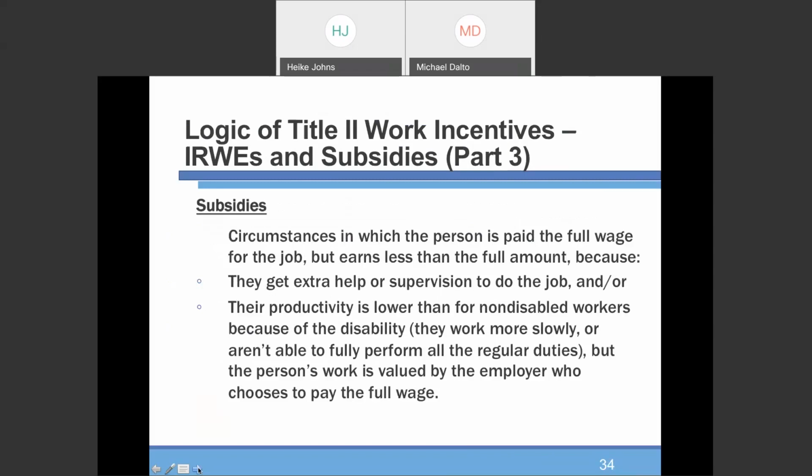Subsidies are circumstances in which the person is paid the full wage for their job, but they're technically not earning the full amount, either because they're getting extra help or supervision to do the job, or their productivity is lower than non-disabled workers working in the same job because of their disability. Maybe they're working more slowly than their coworkers, or they're not able to fully perform all of the regular duties of the job, but they're paid the full wage for their job, so they're not technically earning all that they're paid.